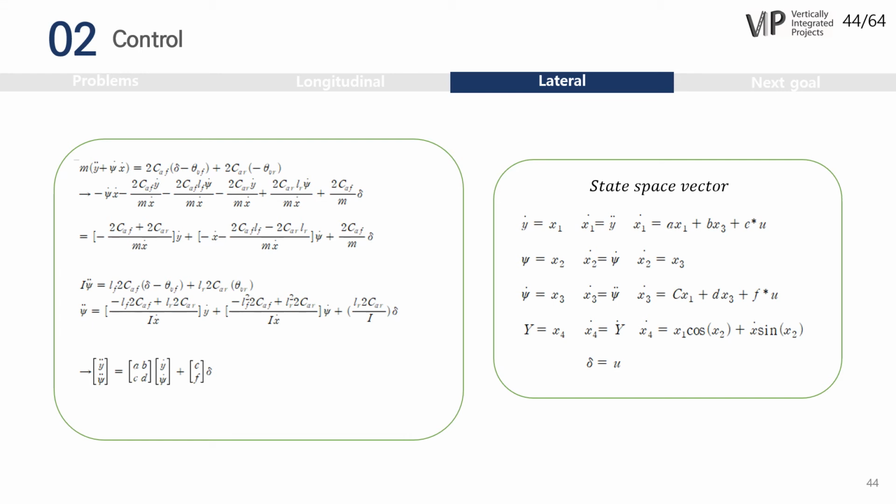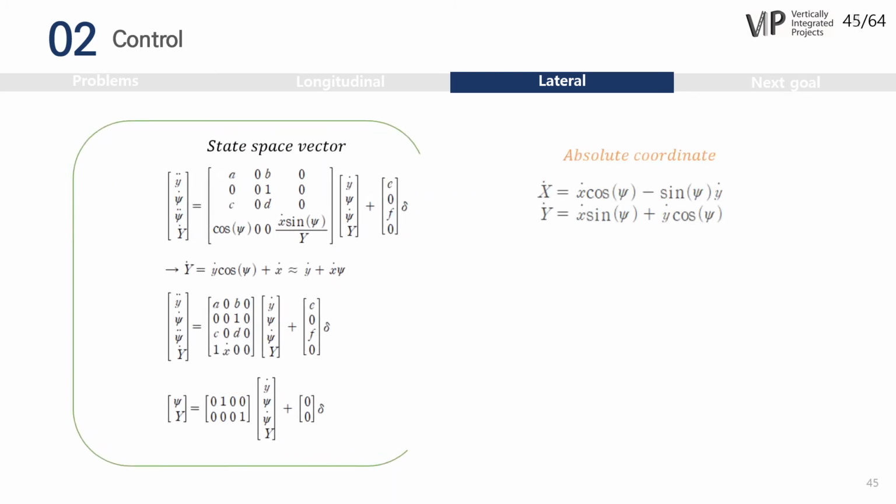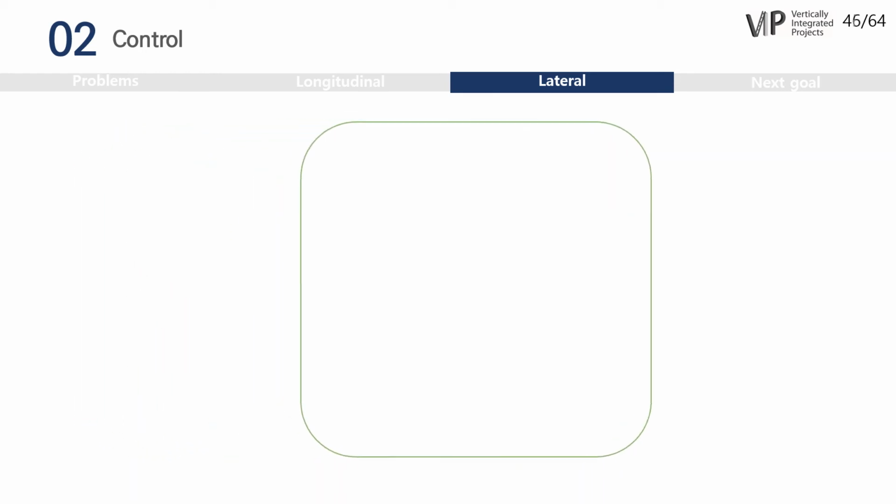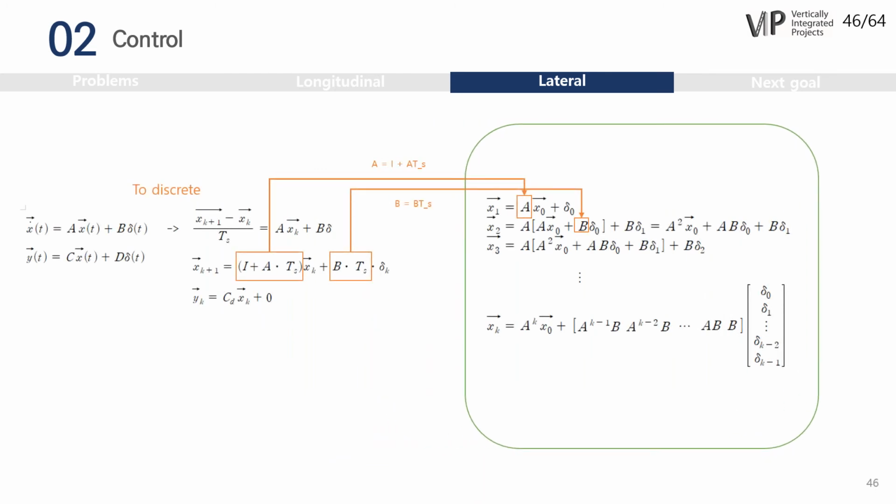This is the state space vector of the parameters. And we can make the state space vector into these equations approximately. And in order to denote this model in code, we transform it into a discrete form.